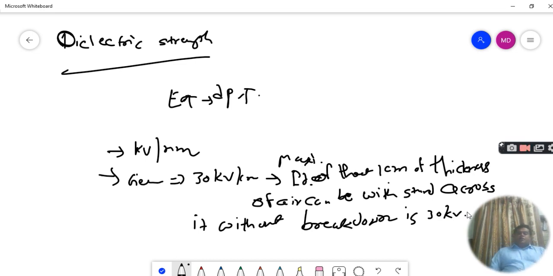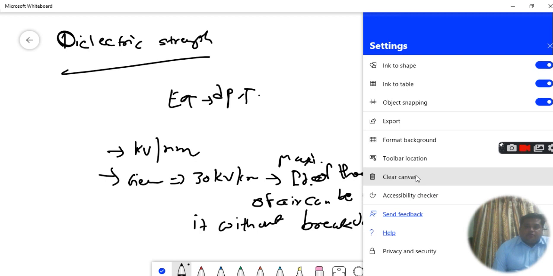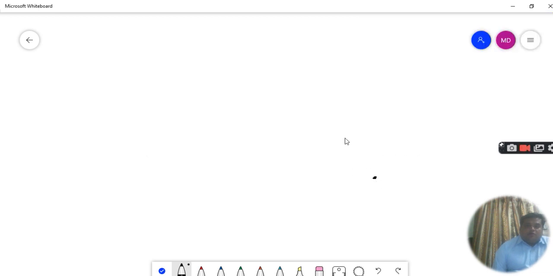The value of dielectric strength of an insulator depends upon temperature, moisture content, as well as shape, etc. The electric field intensity, potential gradient and dielectric strength are numerically equal, and that is the reason for safety.